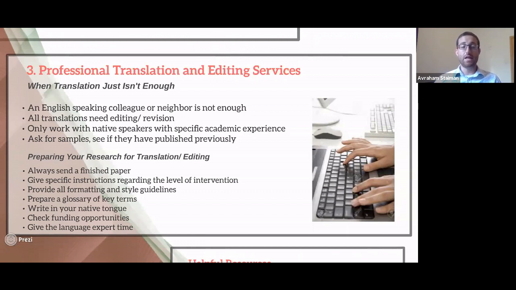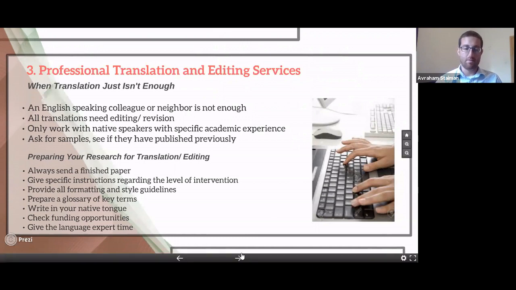And finally, give the language expert time. If it took you 2-3 months to write the article, don't give the translator or the editor 2-3 days. Give them enough time. Ask them how much time they need, and give them that time in order to work properly. Plan ahead so that you're not rushing things at the last minute. All too often, scholars don't appreciate how long it takes to prepare a document properly, to translate, to edit, and it ends up not being done as well as it maybe could.